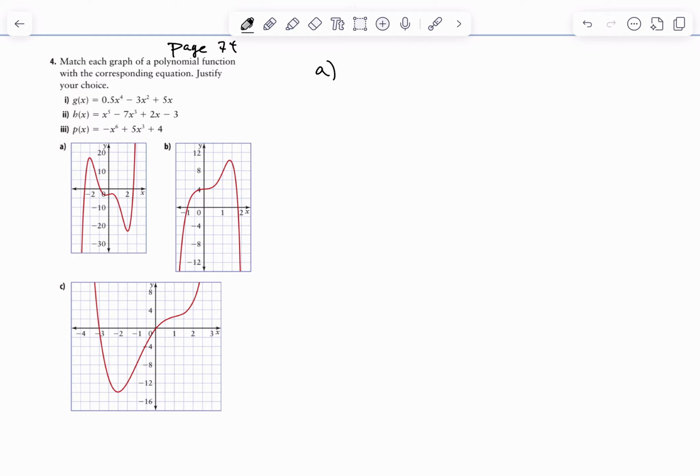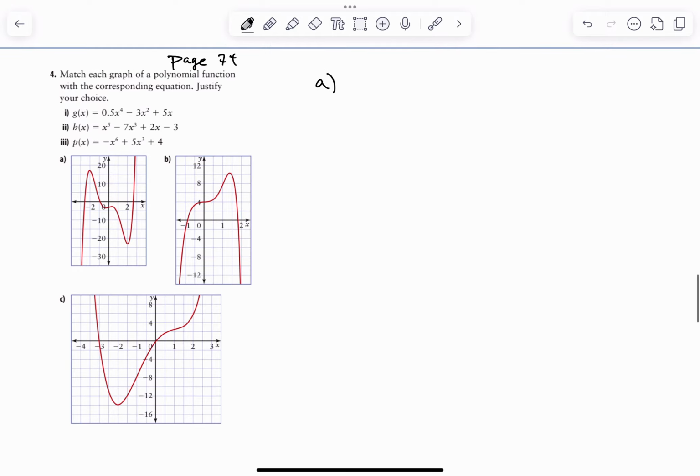Okay, so this is number 4 from your review on page 74. All we're going to do here is match 3 graphs to the 3 algebraic representations of those graphs. Okay, and so what we're looking for is a couple clues, and you might be able to deduce this, especially as you start to eliminate. There's only 3 functions there, so as you eliminate one from the list, this progressively gets easier, obviously.